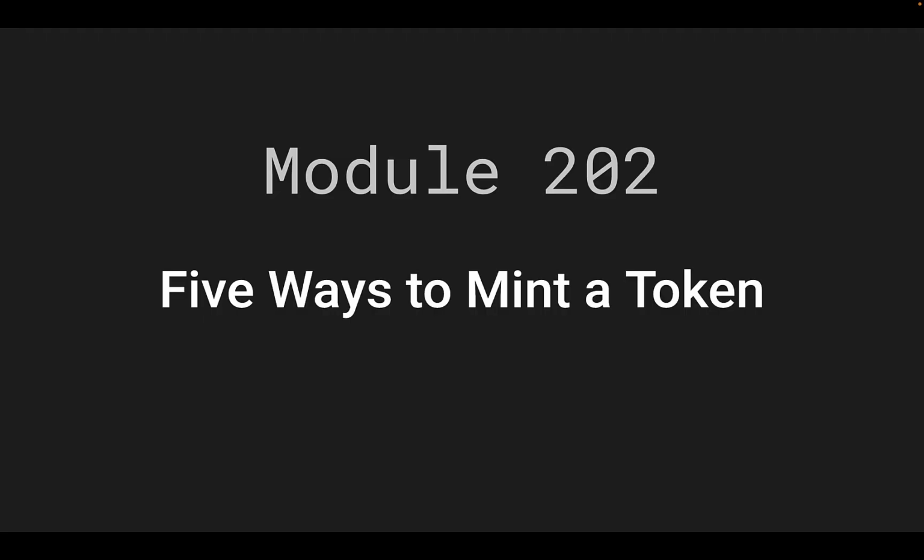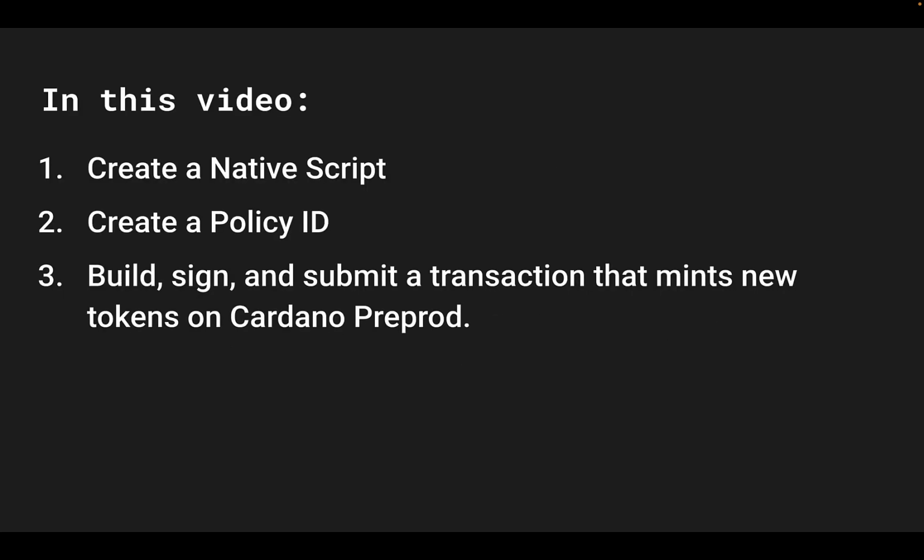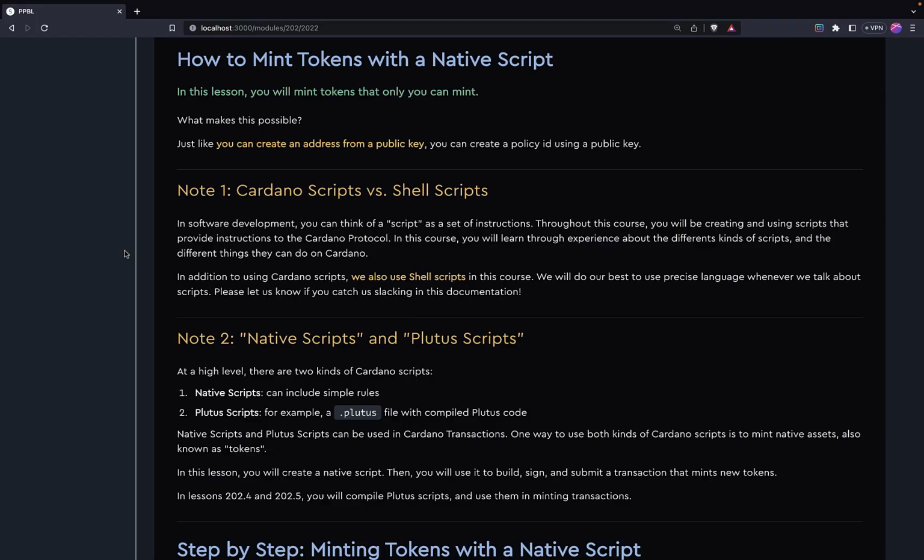We're currently working on Module 202, 5 Ways to Mint a Token, and in this lesson, we will look at the second way to mint tokens. This time, we will mint native assets with native scripts using Cardano CLI. This video provides a walkthrough of how to create a native script, how to create a policy ID, and then how to use both of them together to build, sign, and submit a transaction that mints new tokens on Cardano pre-production testnet. You can follow along with the documentation below this video.